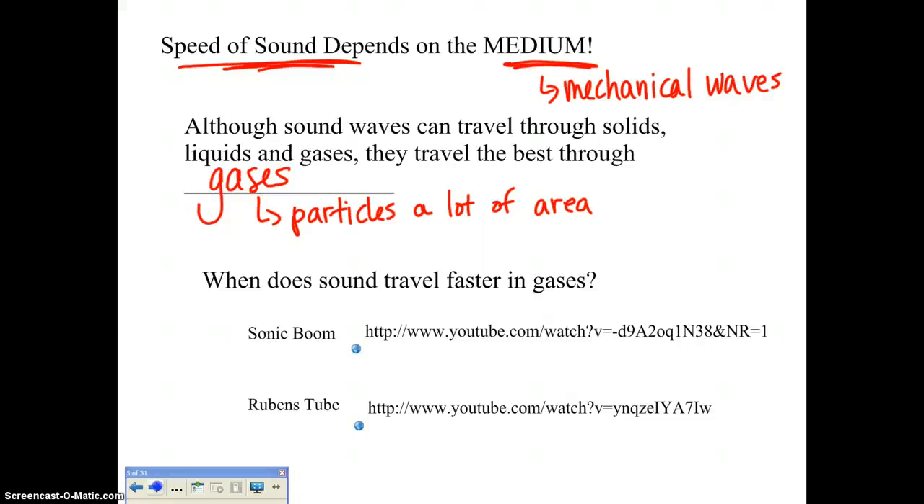Think about what you know about solids, liquids, and gases. Solids and liquids have defined volume or defined area, unlike gases, which do not. Okay, so when does sound travel faster in gases?